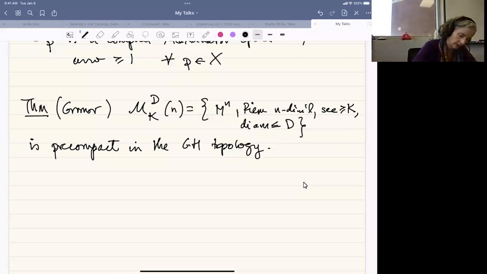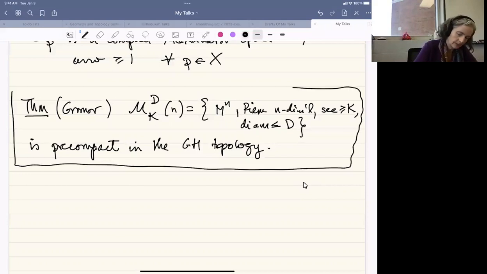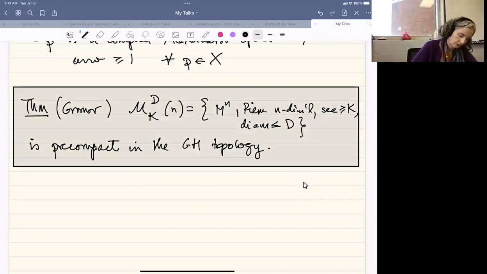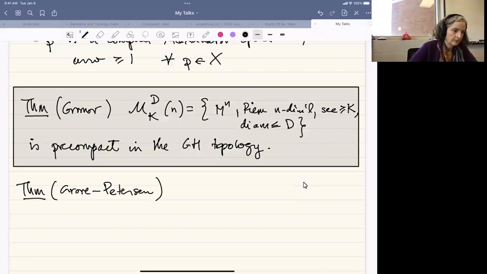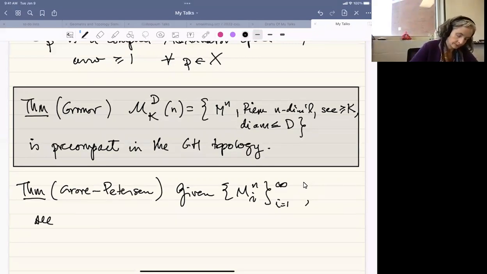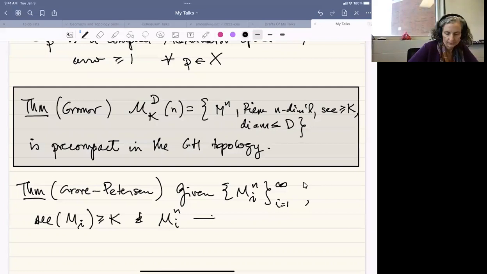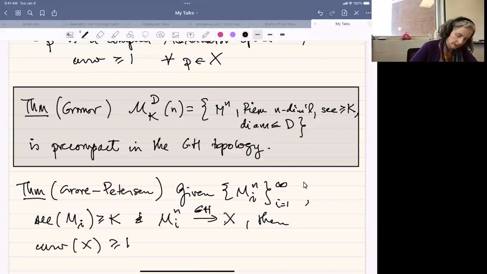Okay, so the second important theorem that we got for this is due to Grove and Peterson. And that says that if I've got a sequence of n-manifolds, all of them with a uniform lower curvature bound kappa, and I know that they converge in the Gromov-Hausdorff topology to an Alexandrov space X, then in particular, the curvature of X is also bounded below by this kappa.